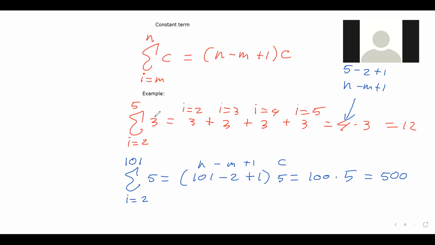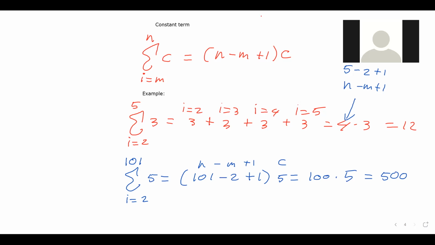That's the nice thing about this property. You don't have to write out this whole series. You can just simply calculate it with this here. So is the constant term property clear for you guys? Yes? And you see the benefit of it. Okay. Did you guys copy it? Yes? Yeah. All right.